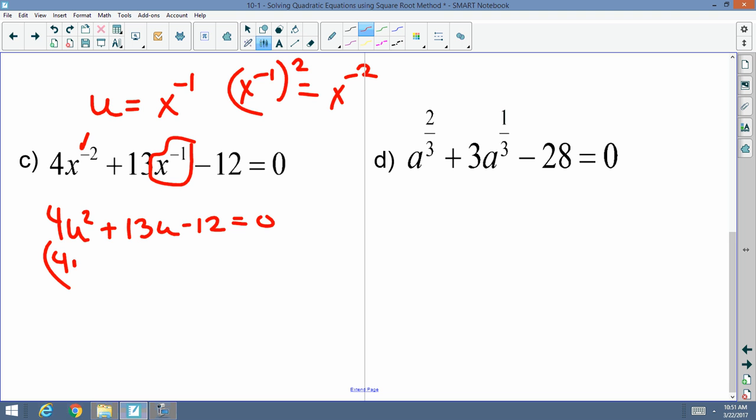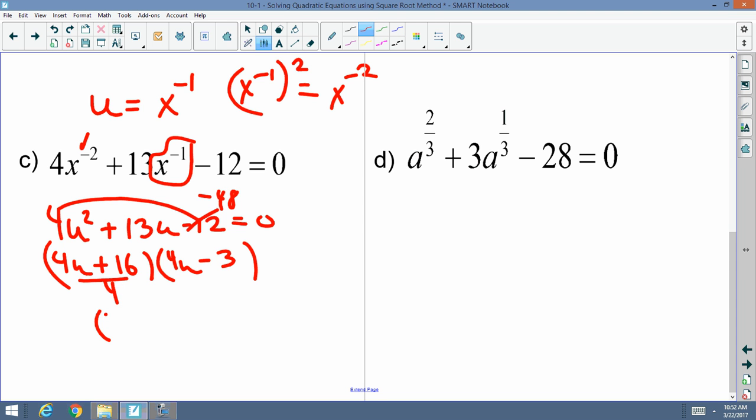Cubic method, 4u, new c, negative 48. What times what is negative 48, but added together is a positive 13? Positive 16 and negative 3. Imaginary factor of 4. So I have u plus 4 times 4u minus 3. So u equals negative 4 and 3/4.